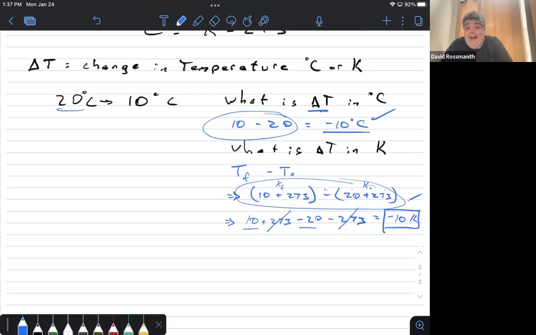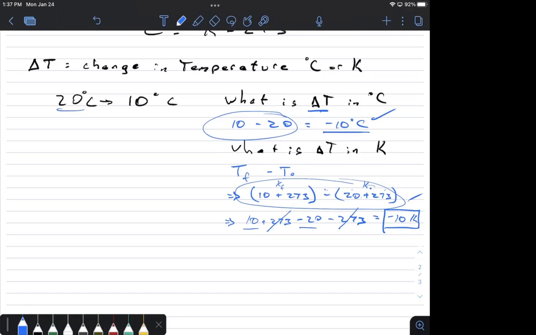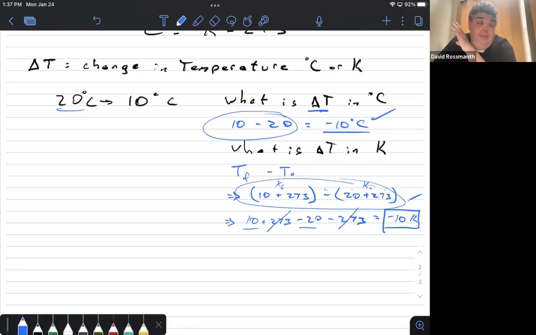However, I personally hate having to convert if I don't have to. And so what I say is, given an equation, if it asks for temperature, I have to convert. If it asks for change in temperature, I don't have to convert. I can leave Celsius and it'll be the same number. Okay, so that's just a little trick. If you want to use it, you can use it. If not, don't use it if you're afraid you're going to make a mistake.